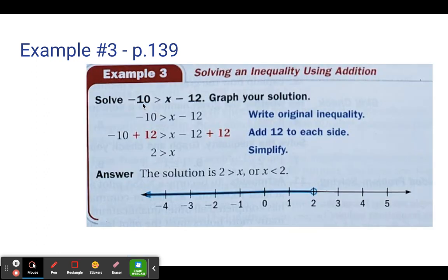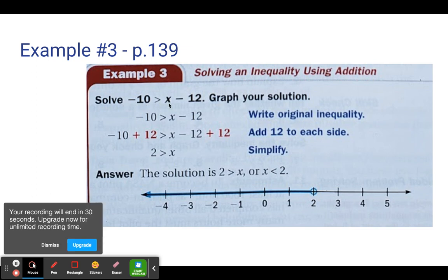All right, one more practice problem. We have -10 is greater than x minus 12. So actually, I'm going to stop here. I'm running out of time, so I'm going to stop right here, and then we'll pick this up in the next video.